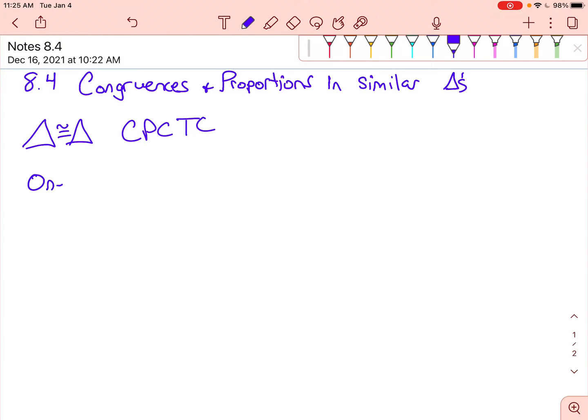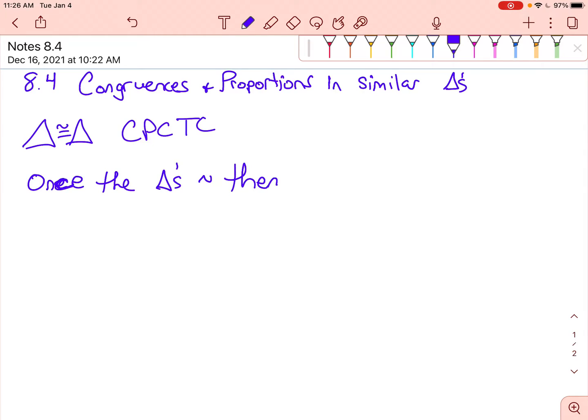Once the triangles are similar, then we know two things for sure. Again, you first have to get the triangles similar. So watch the video for 8.3 if you're unsure how to do that.